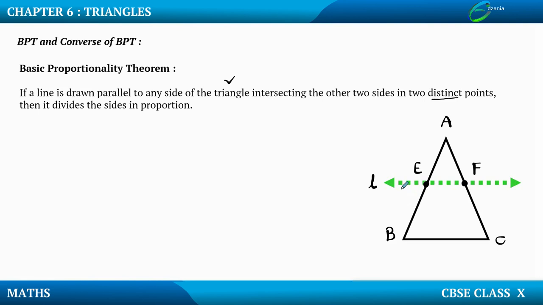What they're saying is that this EF divides AB and AC in proportion. Proportion means AB upon... supposed to prove. Before proving that, we'll start with the given part.